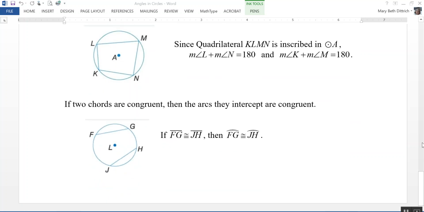And our last theorem here says that if two chords are congruent, then the arcs that they intercept are also congruent. So if we're given that segment FG, which is a chord, is congruent to segment JH, which is also a chord, then the arcs that they intercept are congruent, so arc FG is congruent to arc JH.